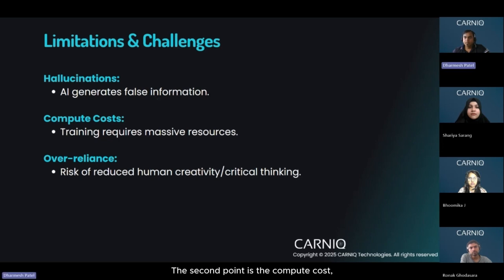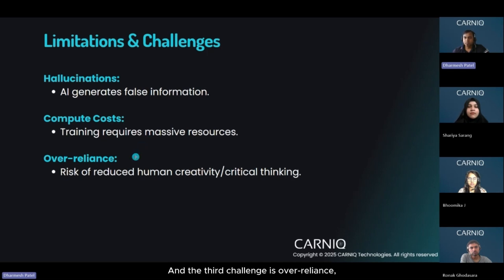The second point is the compute cost. As we discussed, it requires a huge number of data sets, and it also requires more processing power. That's where computing such algorithms or mathematical things would be costly, and the training requires massive resources.